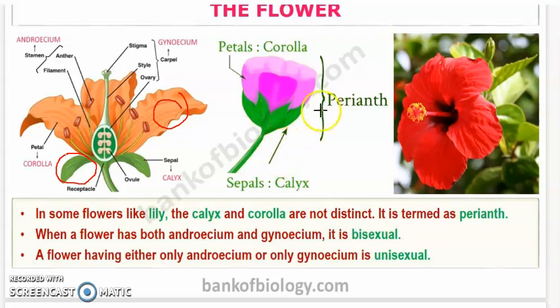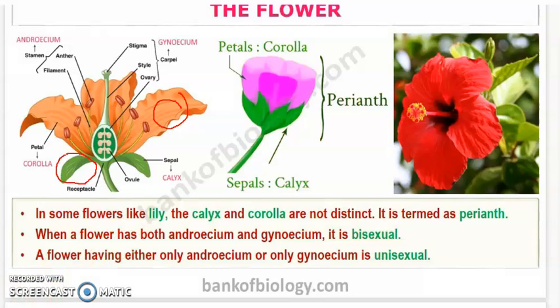Okay, they are not completely separated as in this picture. Okay, and this is termed as perianth. So when calyx and corolla are not distinct, it is termed as perianth.